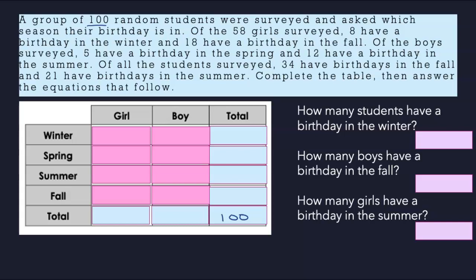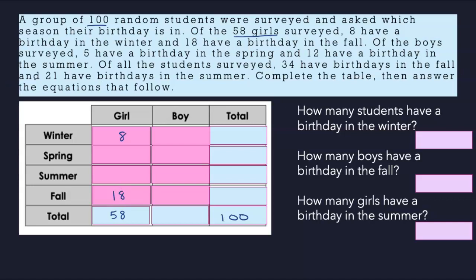Were surveyed and asked which season their birthday is on. Of the 58 girls surveyed, that is a total of girls. So I'm going to go find girls. If you notice, girl and boy is on the top, and winter, spring, summer, fall, my seasons are on the side. So girls add up to the bottom here. So 58 girls. 8 of those have a birthday in the winter. Girl in winter, 8. 18 in the fall. Girl in fall is 18. Okay.